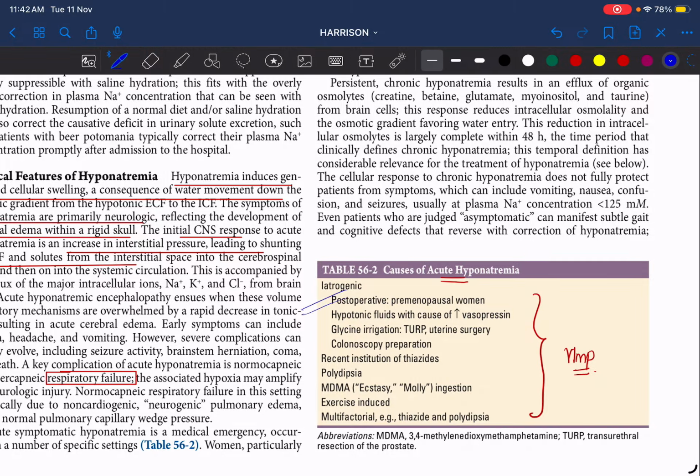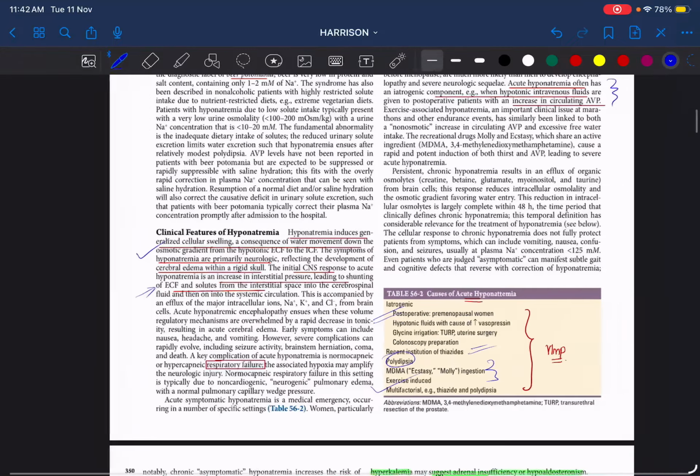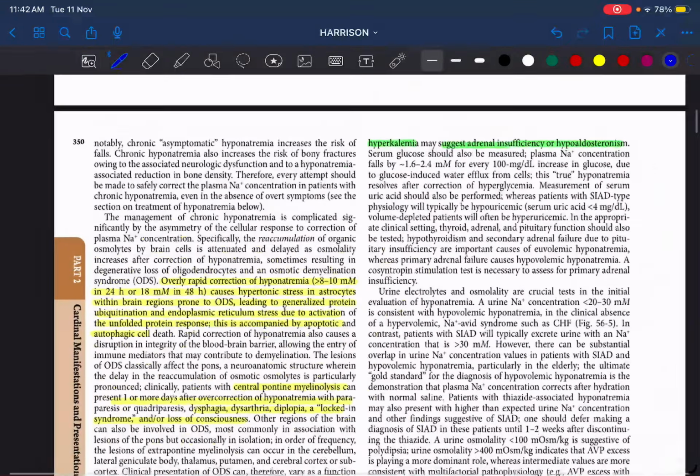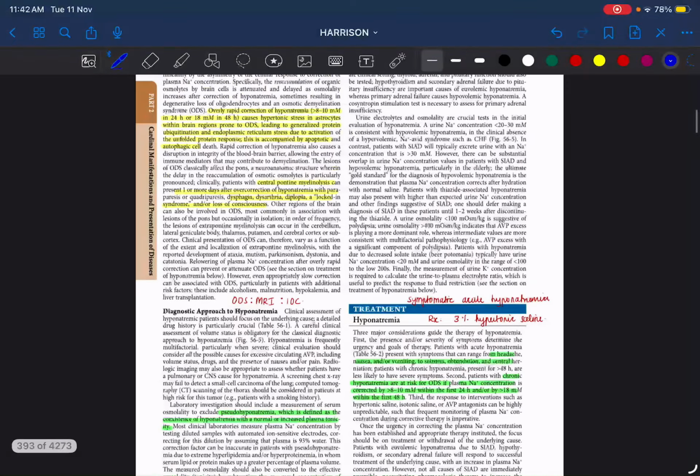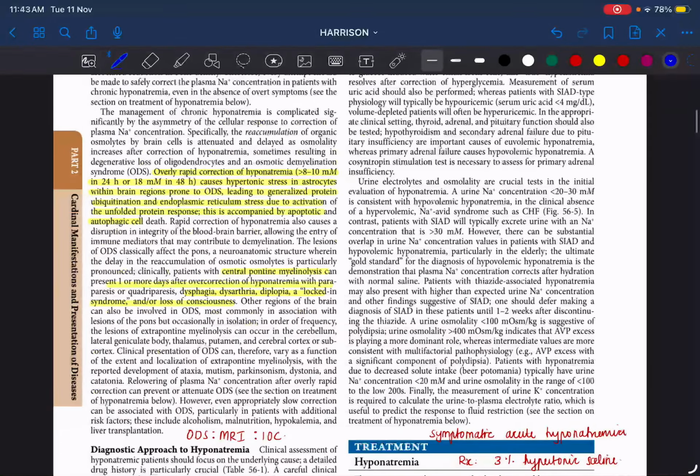As I told you, it is iatrogenic, or due to recent institution of thiazide diuretics, polydipsia, MDMA drug use, and exercise-induced hyponatremia. All those are possible causes of acute hyponatremia. And when it comes to the diagnostic approach, the most common presentation will always be chronic hyponatremia, because the causes of acute hyponatremia are very few, so most of the cases we see are chronic hyponatremia.